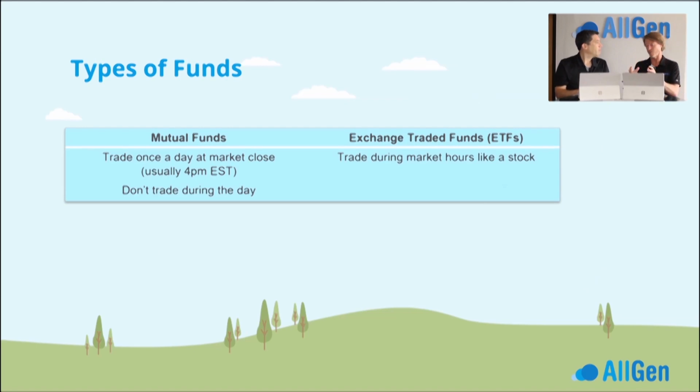Okay. So let's look at the different types of funds. You have mutual funds and you have exchange traded funds. There are other funds out there, but those are the main ones that people typically invest in. So the main difference is a mutual fund only trades once a day. It trades at 4 p.m., the close of the market. It only trades once a day. An exchange traded fund trades like a stock, where it trades during market hours. That is the main difference between a mutual fund and an exchange traded fund. Both of them can hold all different types of investments inside.